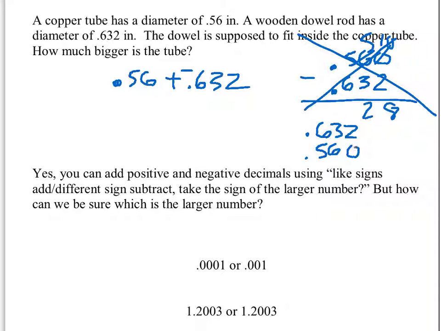Add my 0.560, and here we're going to subtract. 2 minus 0 is 2, 3 minus 6, that's going to require some borrowing. 13 minus 6 is 7, and 5 minus 5 is 0. Now, is that 0 important in this particular subtraction problem? Do I have to keep this 0? Why do I have to keep this 0?